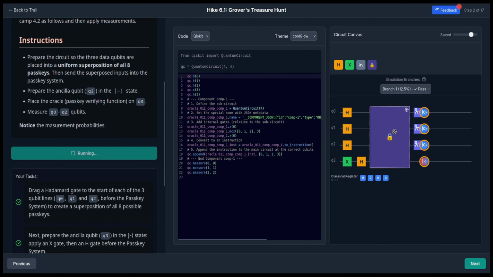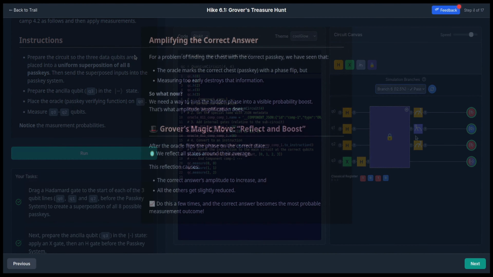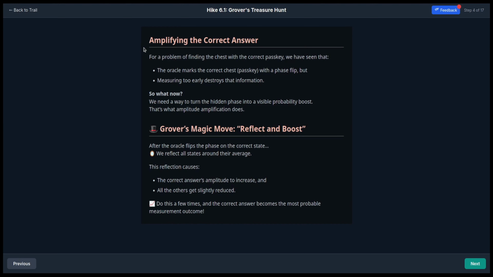However, when we measure this circuit, we see that all states come up with exactly the same measurement probability. This means the phase flip achieved from the phase kickback doesn't directly translate to the measurement, and we need further treatment of the phase kickback state to improve the measurement. Grover's algorithm does exactly that.